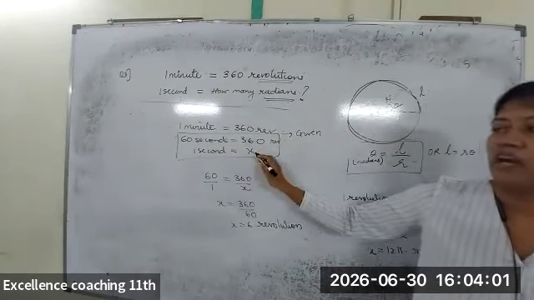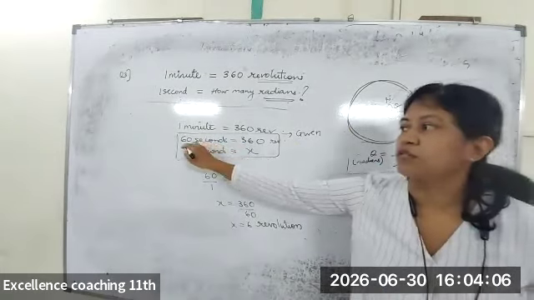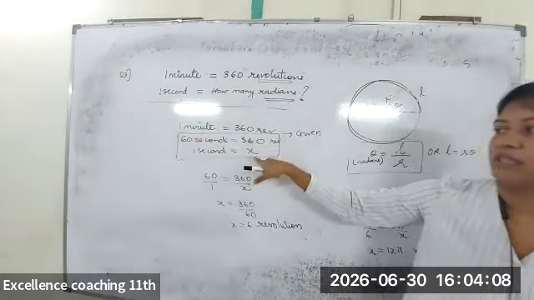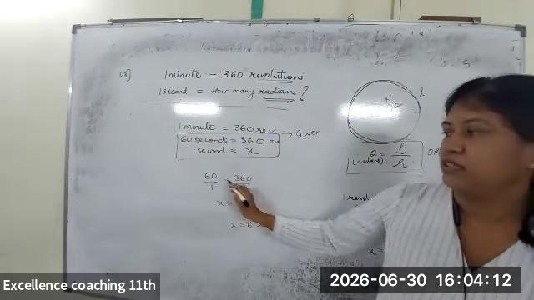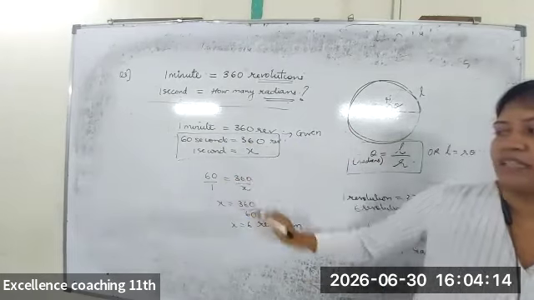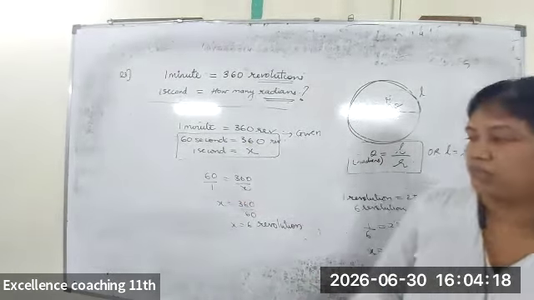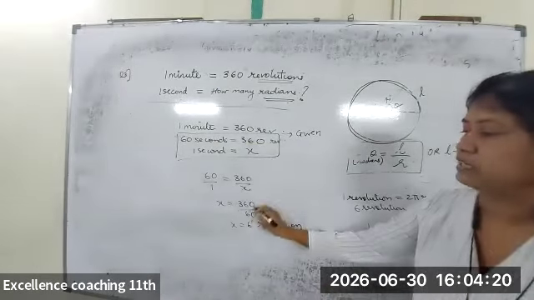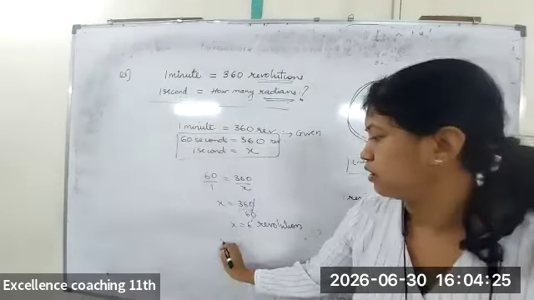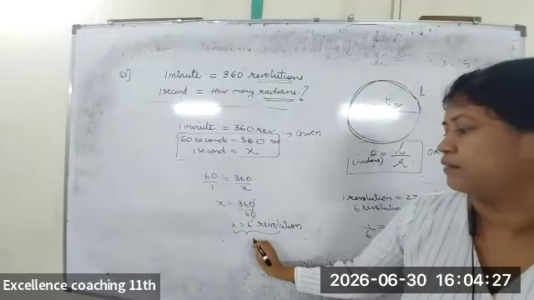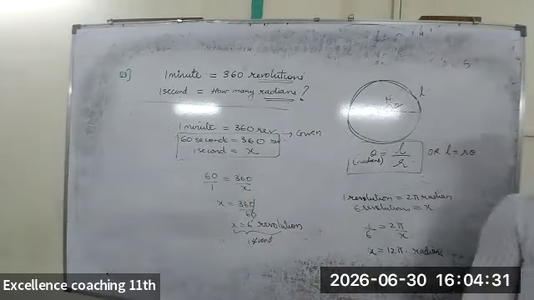In 1 second, how many revolutions will it go? Then you know how to solve. 1 upon 60 equals x upon 360, so we need to find the value of x. 60x is 360, then 60 will come down, or directly you can cross multiply. So here we'll get x as 6 revolutions. Therefore, in 1 second, we are getting 6 revolutions.